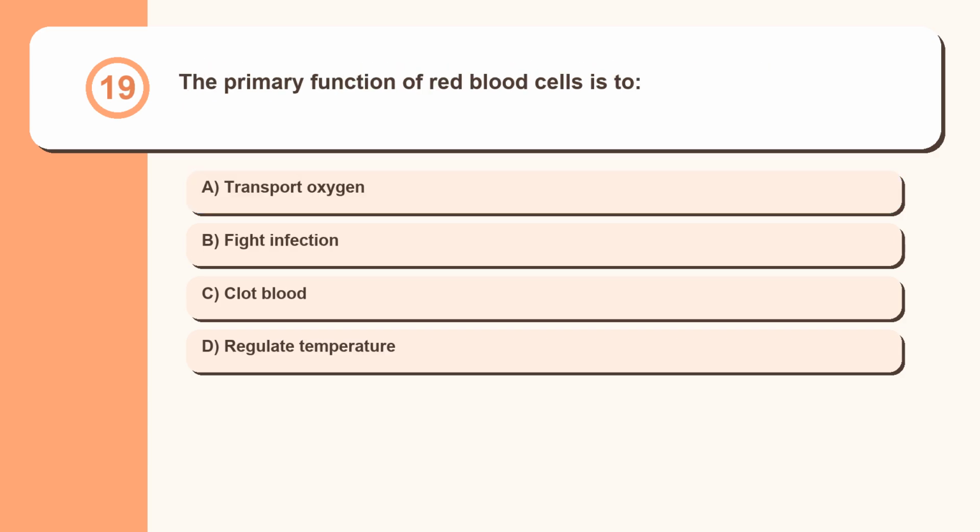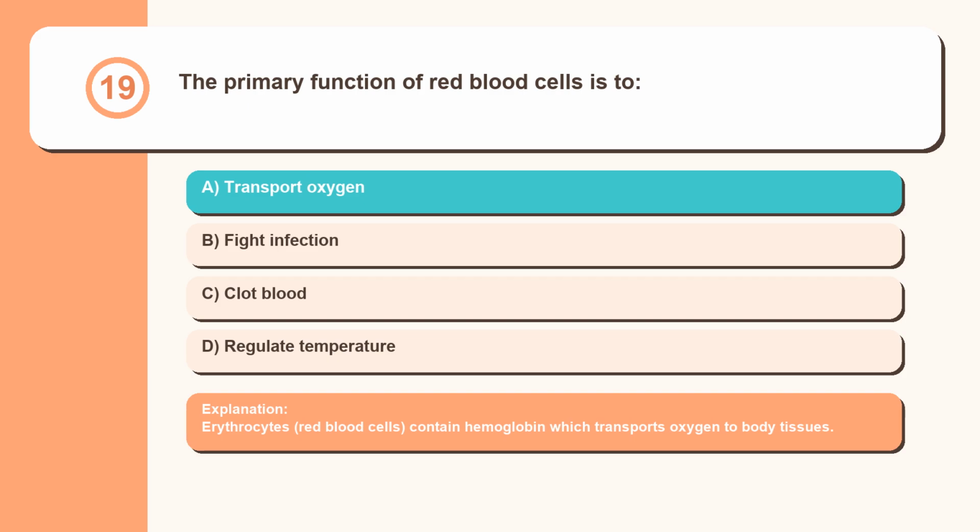Question 19. The primary function of red blood cells is to transport oxygen, fight infection, clot blood, regulate temperature. Erythrocytes, red blood cells, contain hemoglobin which transports oxygen to body tissues.